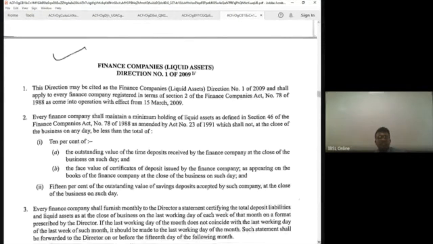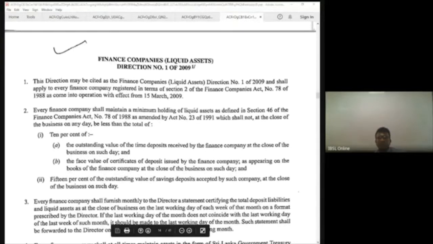Now, liquid assets. What do you mean by liquid? Liquid in finance, I'm not asking about liquid in general. What do you mean by liquidity? Liquid, liquidity means something that can be easily converted into cash with minimum effort. That is liquid. Now, assets can be liquid or illiquid.